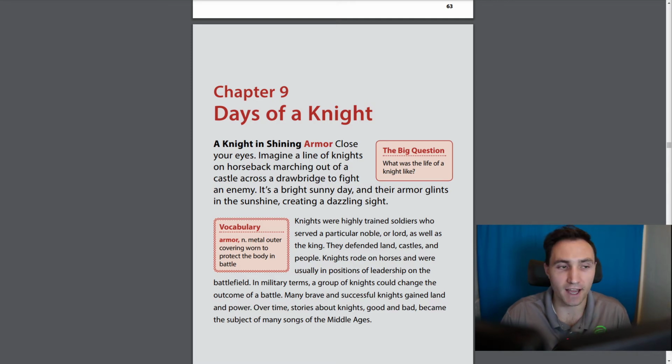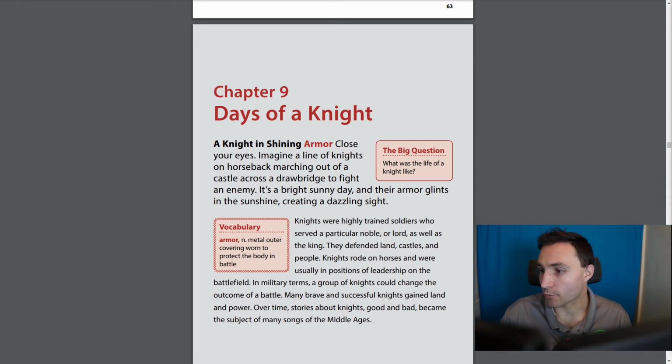Okay, chapter 9 is Days of a Knight. So let's think about knights. You probably have a picture or an image in your mind about a knight, either through books or movies or television. But let's know that these fictional knights are not the same as knights were actually like in the Middle Ages, right?